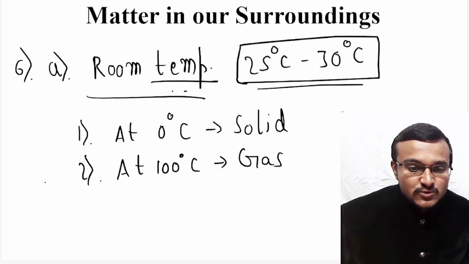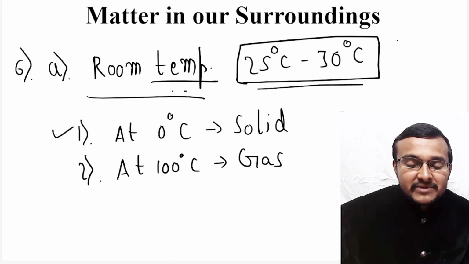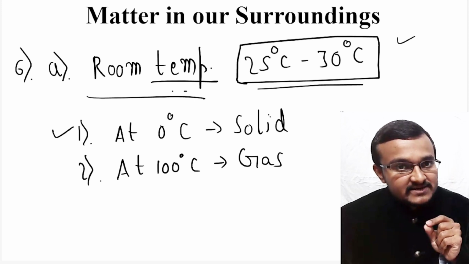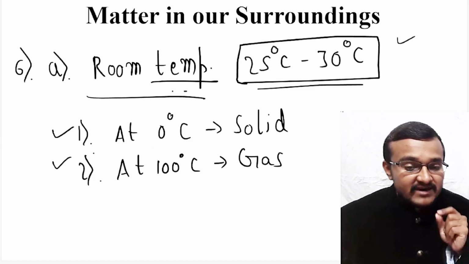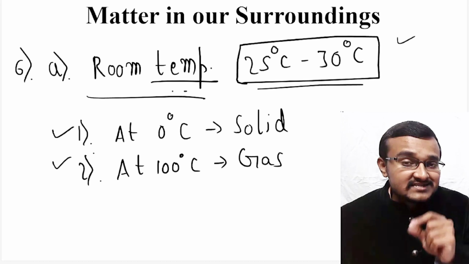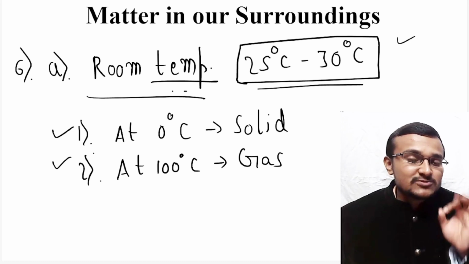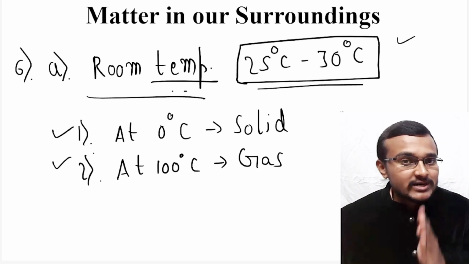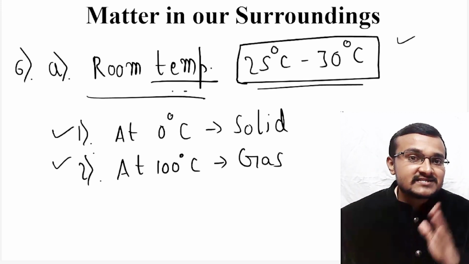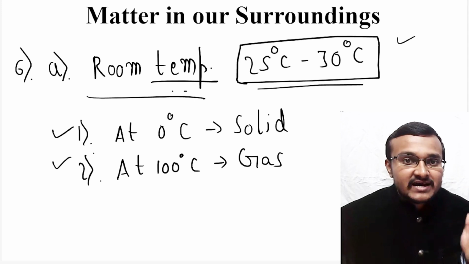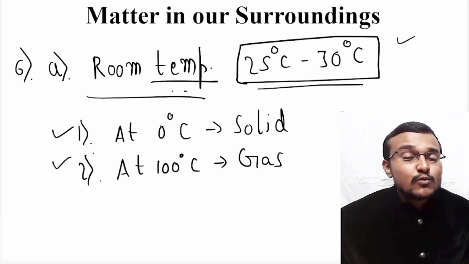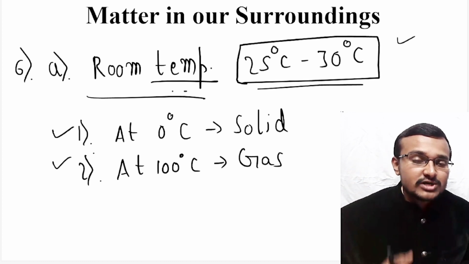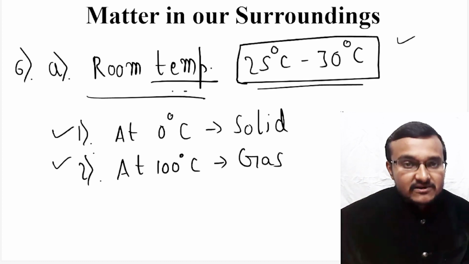So these two reasons you can give: because room temperature is greater than melting point, hence water will be in liquid state. And you can give the second point as well, where the temperature range is below boiling point, hence water will be in liquid state. So the room temperature, 25 to 30 degrees Celsius, is in between melting point and boiling point. Hence at this temperature water will be in liquid state. This you can give as a reason why water at room temperature is in liquid state.